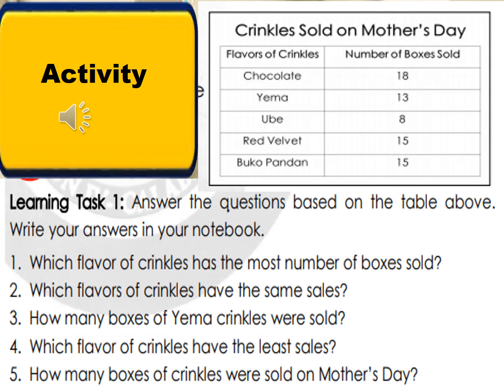Number 3. How many boxes of yema crinkles were sold? So look for the yema and the number of boxes sold. Number 4. Which flavor of crinkles have the least sales? So this one is opposite of number 1. It means the lowest number. And number 5. How many boxes of crinkles were sold on Mother's Day? So you have to get the total number of boxes sold from chocolate, yema, ube, red velvet, and buko pandan.